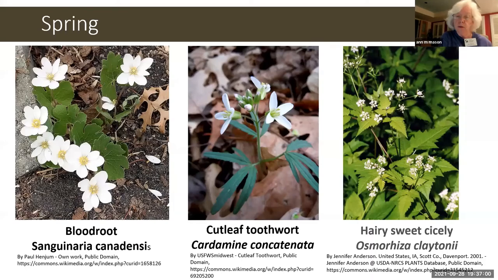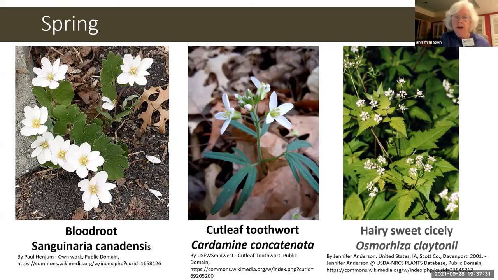Moving on to a member of the mustard family, the cutleaf toothwort is an ephemeral that only lasts a month. So if you see it, just enjoy it for that moment. It has a single stem that rises from a segmented rhizome, and you'll see that the leaves are in whorls of cut leaves. It has white flowers, and it blooms April to May.